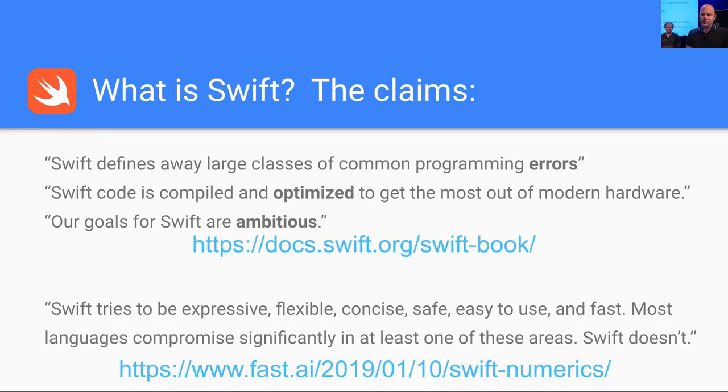It's a programming language. If you go ask the marketing people what it is, they say things like, Swift defines away large classes of errors in programs. It talks about how fast it is, and it's optimized to get the most out of modern hardware. I think another aspect of it is that Swift is really ambitious, and that is something that you'll see over the next 2 lessons, where Swift isn't just about solving a niche problem.